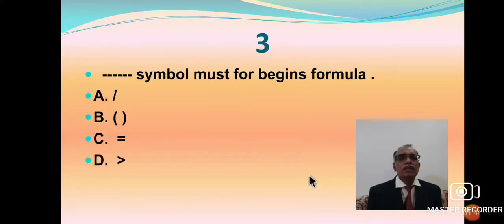Question number 3. Symbol must for beginning a formula: A. slash, B. bracket, C. is equal to, and D. greater than. So here the correct answer is C, is equal to.